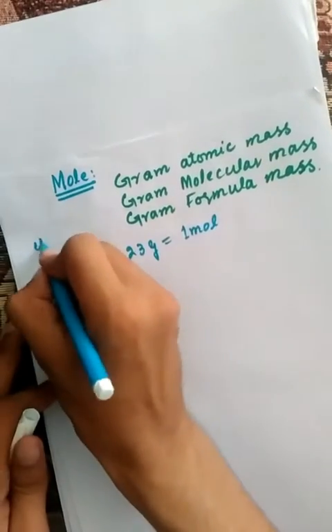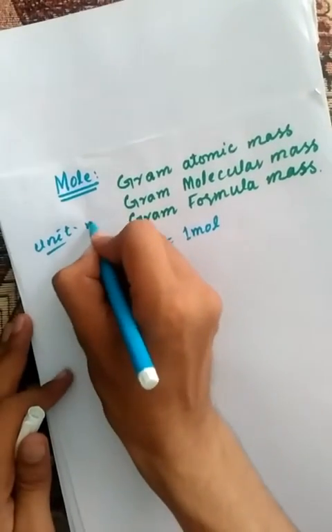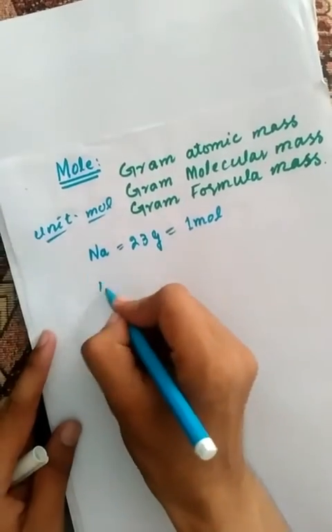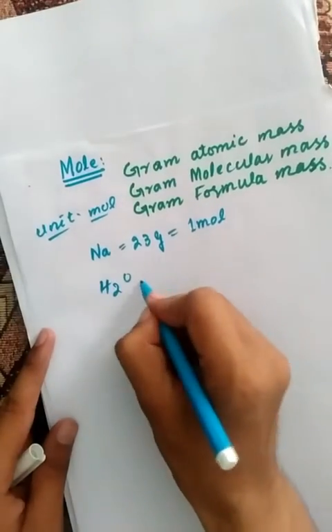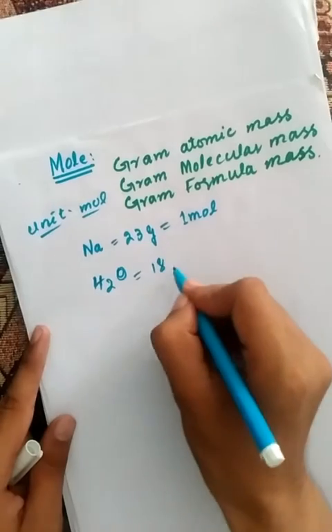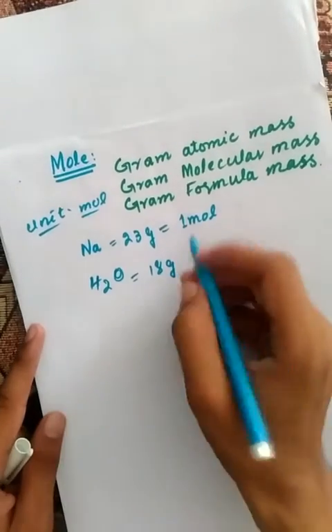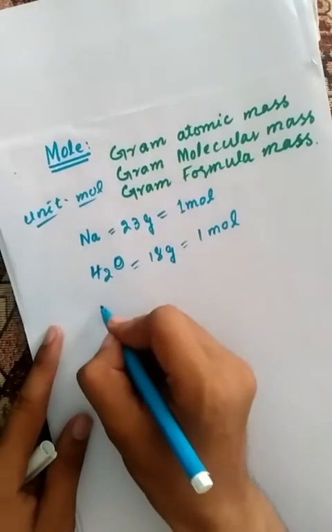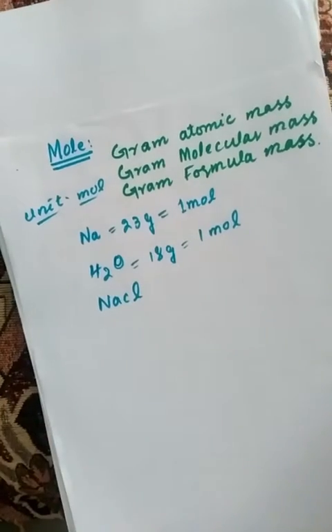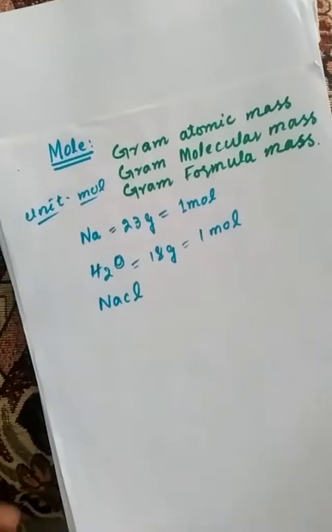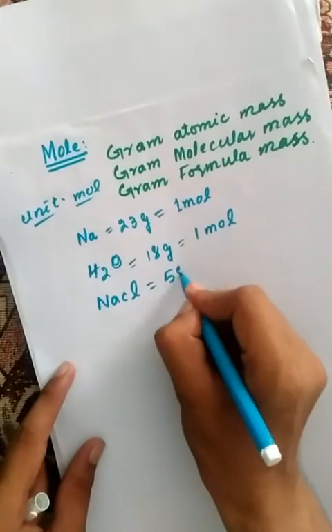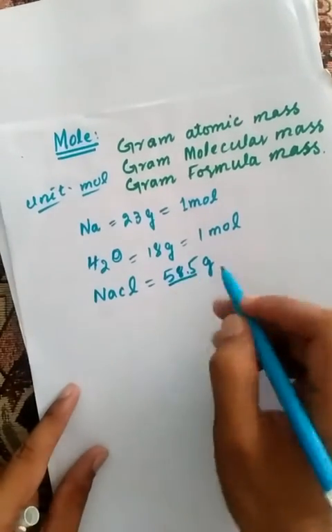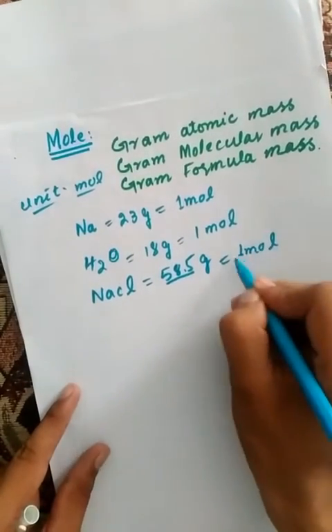The unit of mole is mol. If there is a molecular mass, suppose we take the water molecule and its molecular mass, which is 18. If this 18 is taken in gram, it will be equal to 1 mole. The same is the case with a formula unit or formula mass. Suppose sodium chloride, its formula mass is 58.5 gram. If we take this quantity in gram, it will be equal to 1 mole.